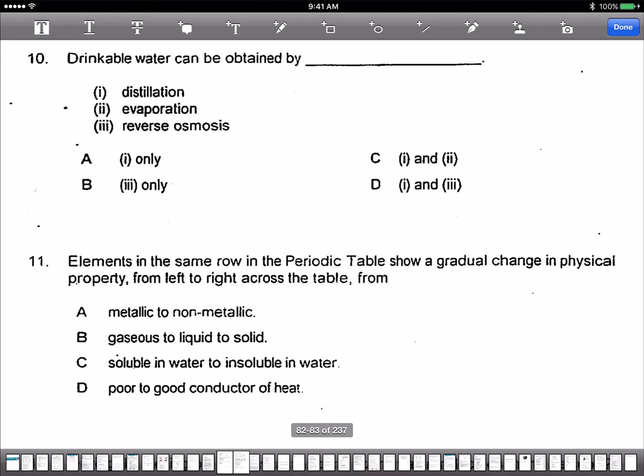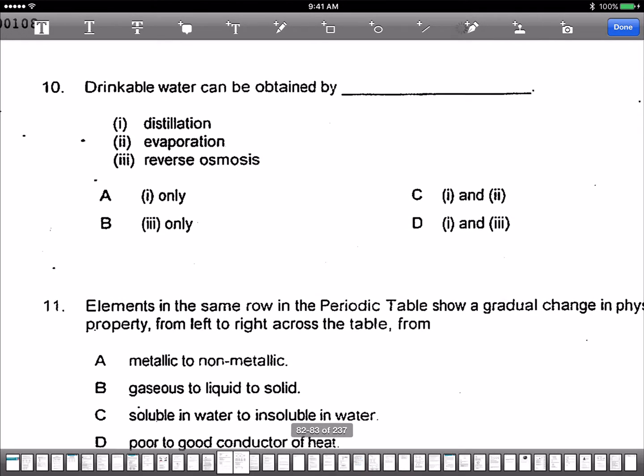Next. Question 10. Drinkable water can be obtained by distillation, yes. Evaporation, no. Reverse osmosis, yes. So it's 1 and 3. Answer is D. What's 3? Reverse osmosis.